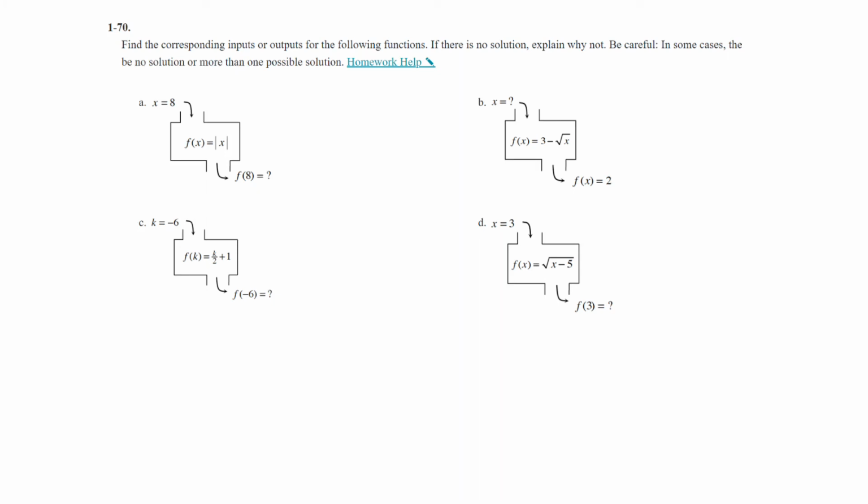On part A, x is equal to 8, so we're going to come down here. Wherever there's an x, we replace it with 8. So what is the absolute value of 8? And that is 8. So f of 8 equals 8.